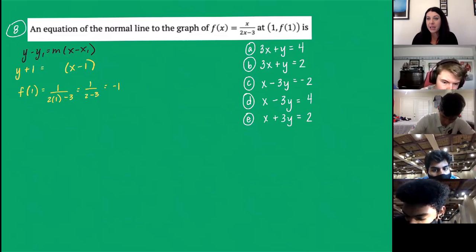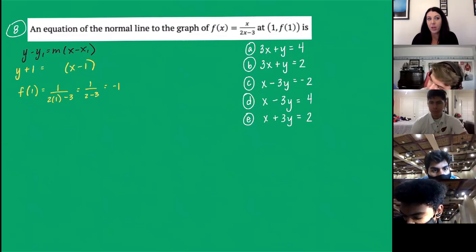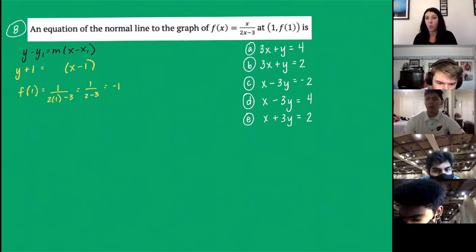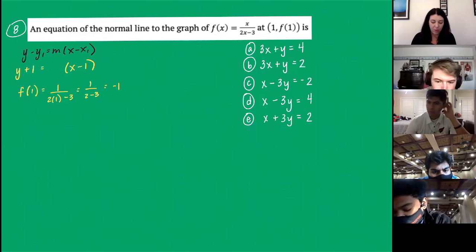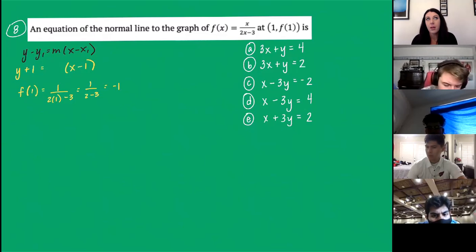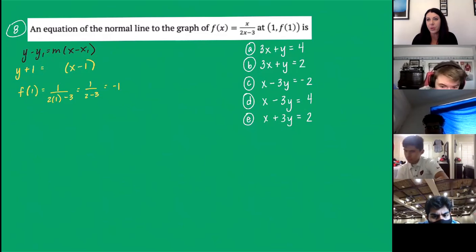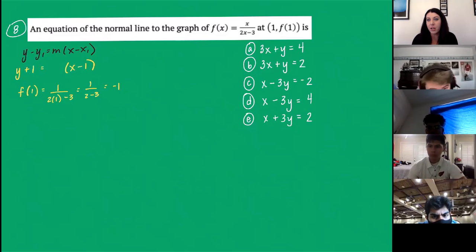Now the thing we're missing is m, and the m is a little bit strange on this one because it wants the equation of the normal line. If we were finding the equation of the tangent line, we would take the derivative and plug in 1. And actually, that is still what we're going to do, even though it's asking for the normal line. Does anyone remember what normal means? The slope is going to be the negative reciprocal. Exactly right. And what would that mean graphically? The perpendicular line. It's perpendicular.